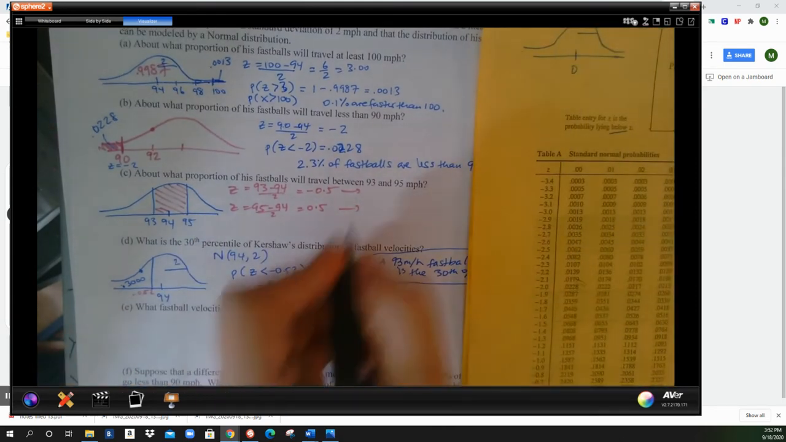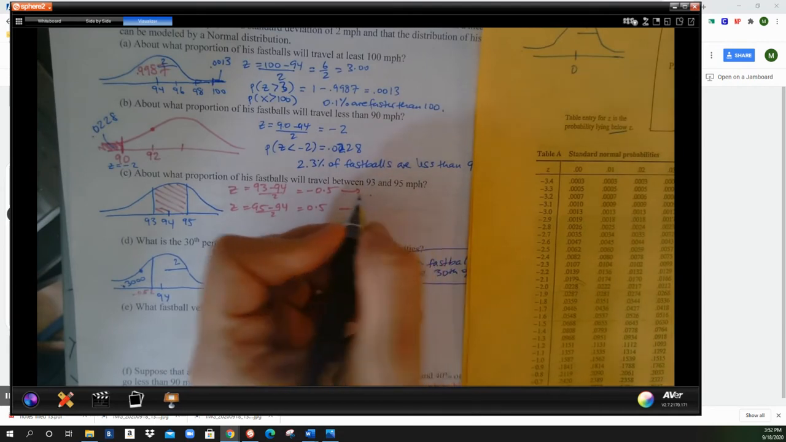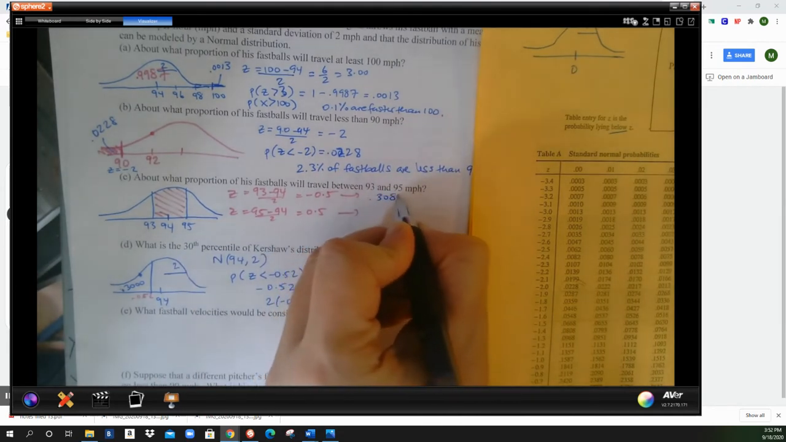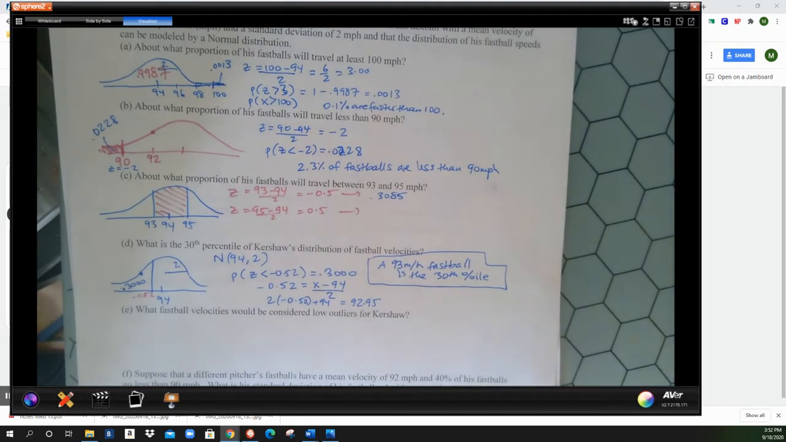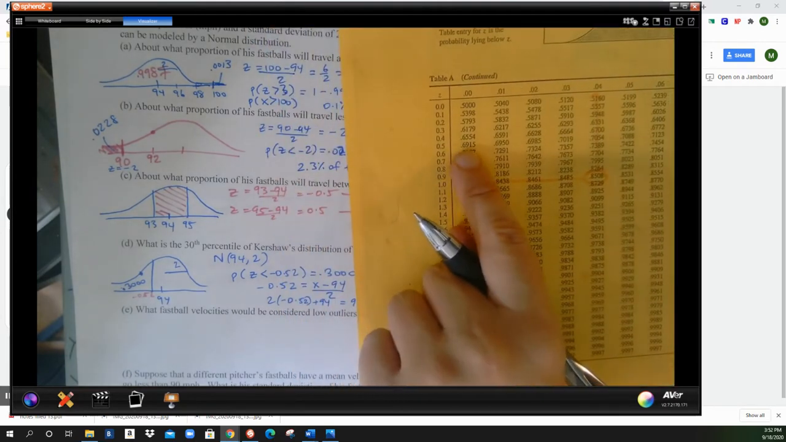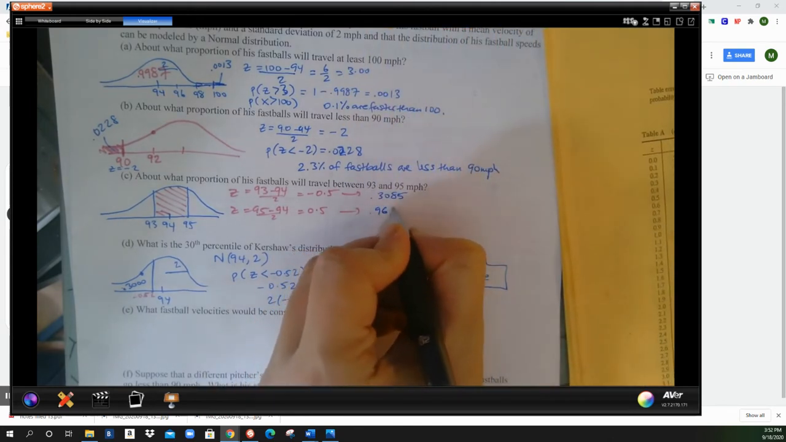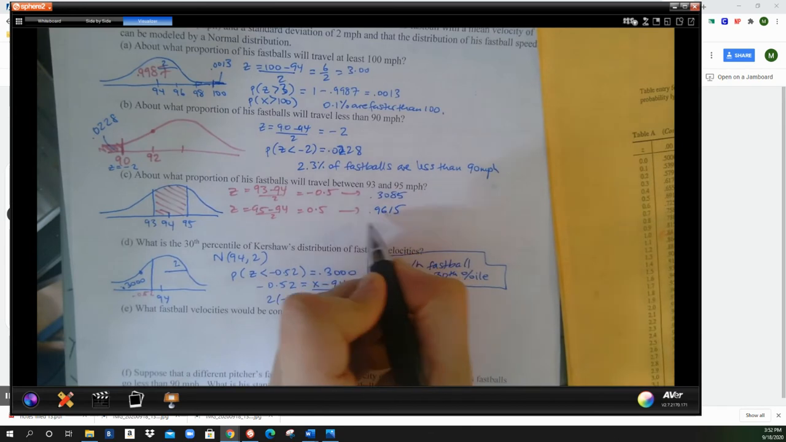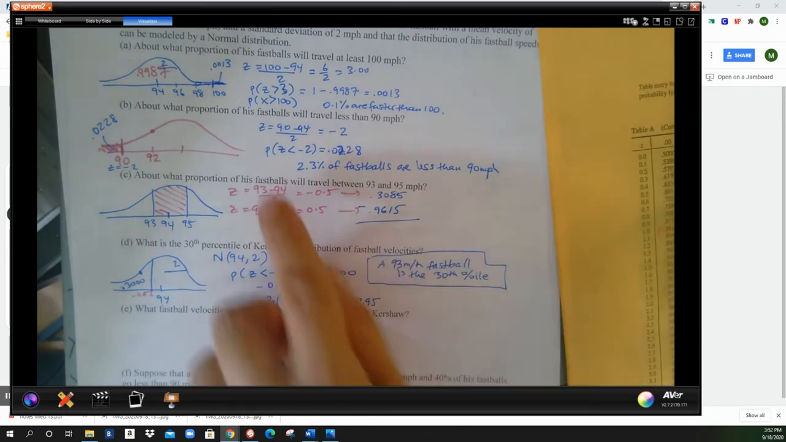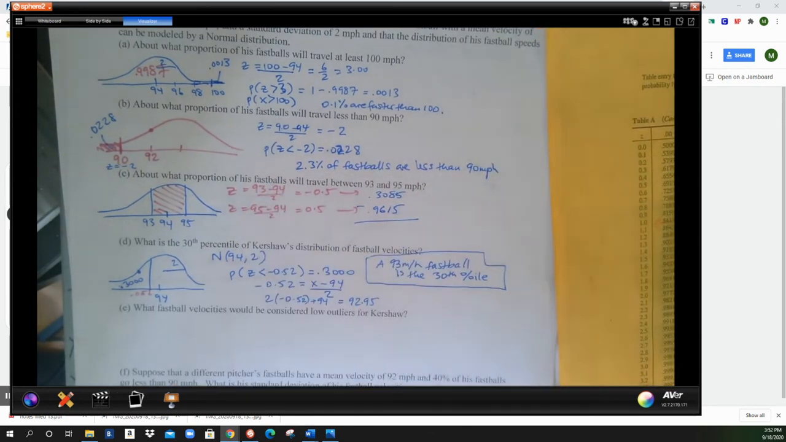This one says 0.3085. Positive on the other side, 0.5 6915. These are related in a cool way. I'm going to ask you about that sometime. Now I need to subtract these. Either way, I should have put the higher z-score one first.